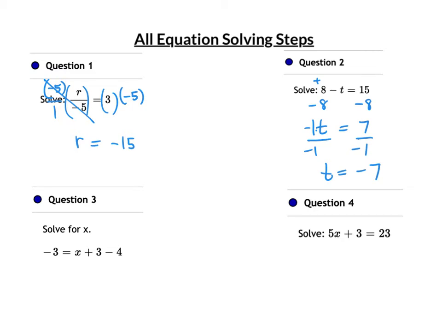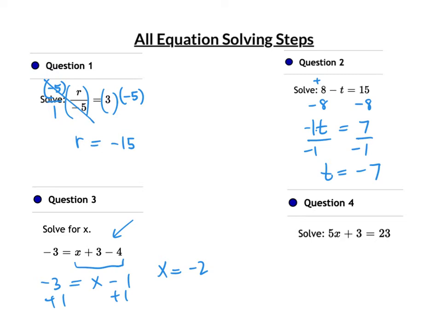For question 3, whenever possible, simplify. Basically, if you see 3 or more things on one side, you know there's stuff you can combine. So in this case, I can combine the +3 and the -4, and that is a -1, so I'm writing x minus 1. I'm going to get x by itself. I have to get rid of that -1, so I add 1 to both sides. And -3 plus 1 is -2, so x is -2.